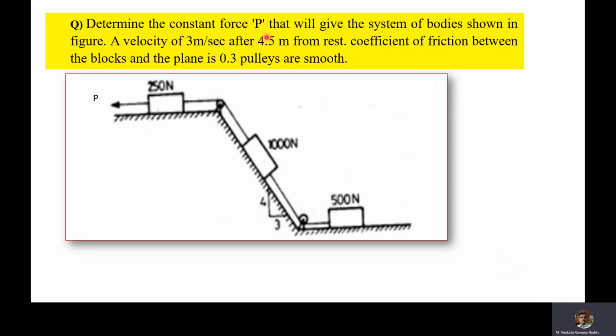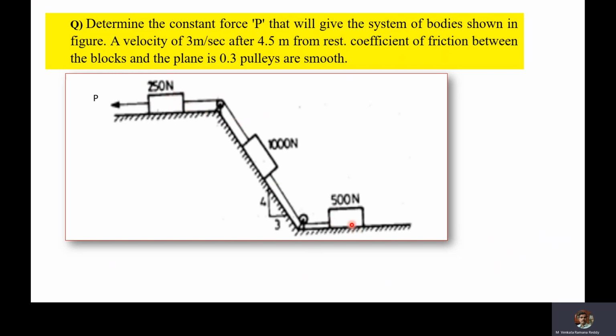Determine the constant force P that will give the system of bodies shown in figure a velocity of 3 meters per second after 4.5 meters from rest. Coefficient of friction between the blocks and the plane is 0.3. Pulleys are smooth. Here 500 Newton body, 1000 Newton body, 250 Newton body are connected by a string or a rope or some other device.